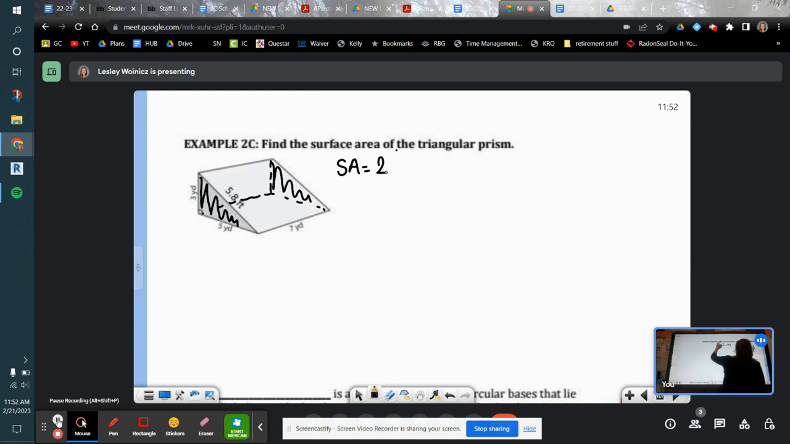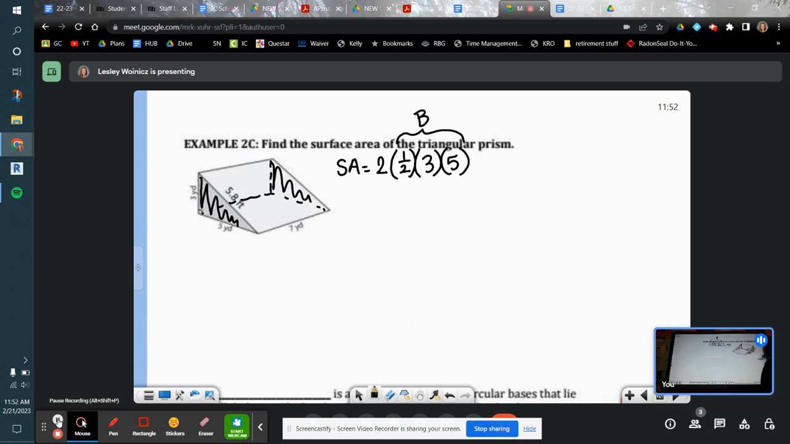So the area for those triangles is 1/2 times their base and height. So I'm seeing 3 by 5. 3 by 5. Okay, so that's the base area of the triangle. The area of the triangular base is what I'm trying to say.